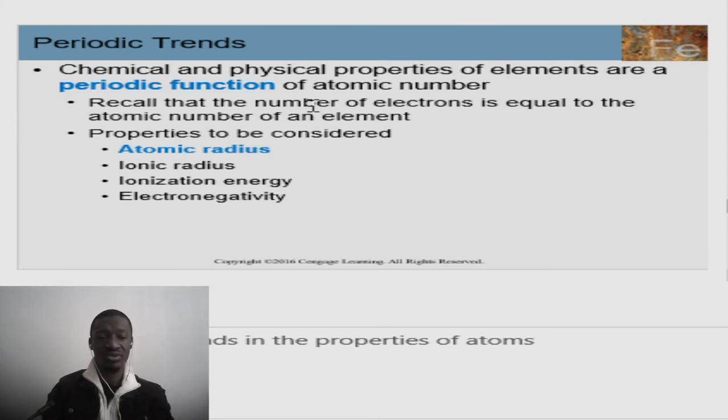So we should recall that the number of electrons is equal to the atomic number of the element. Not necessarily. The number of protons is more accurately the atomic number of the element.